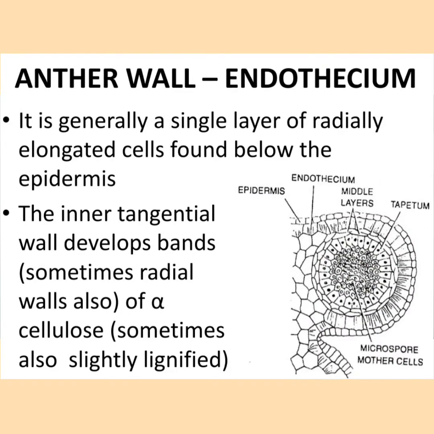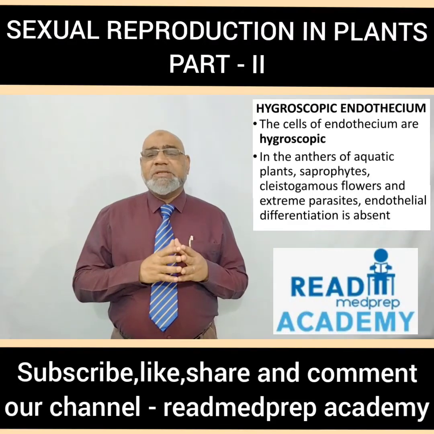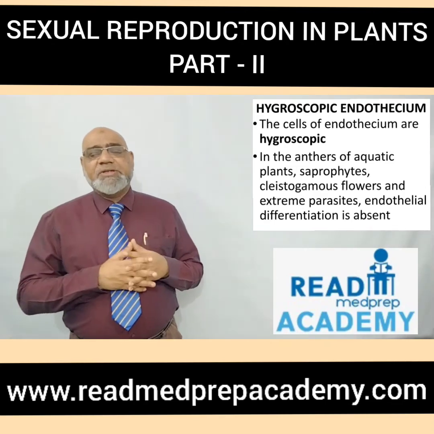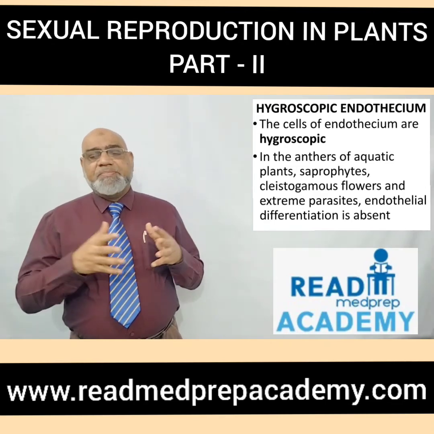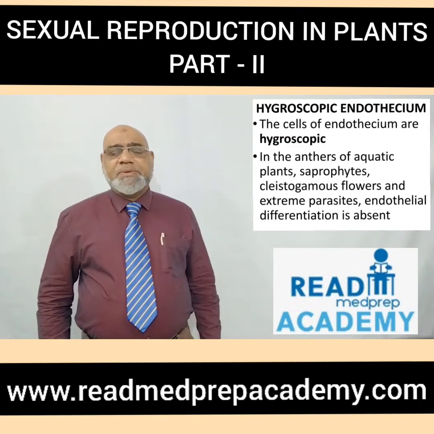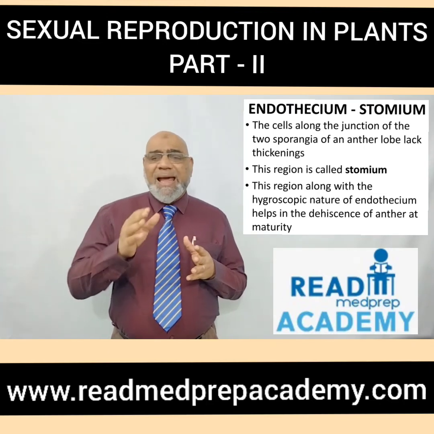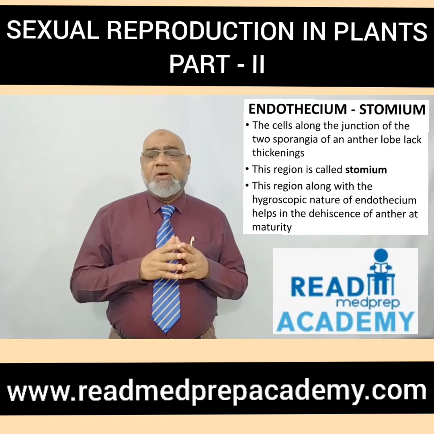Now the endothecium is generally a single layer of radially elongated cells. You can see in the image how the cells are radially elongated below the epidermis. The inner tangential wall develops bands, sometimes radial walls also, of alpha cellulose. Sometimes they are also lignified. The endothecium is hygroscopic, and in the anthers of aquatic plants, saprophytes, cleistogamous flowers and extreme parasites, endothecial differentiation sometimes may be absent. Now the cells along the junction of the 2 sporangia of an anther lobe lack the thickenings, and this region is called the stomium.